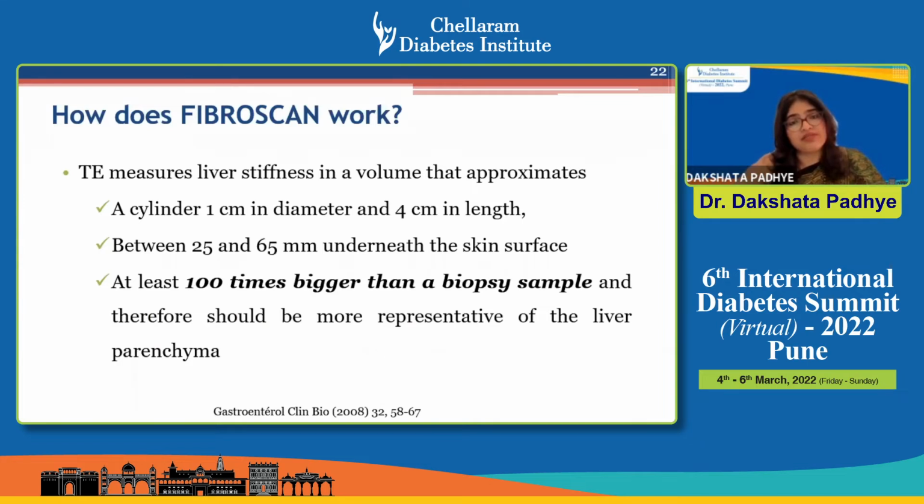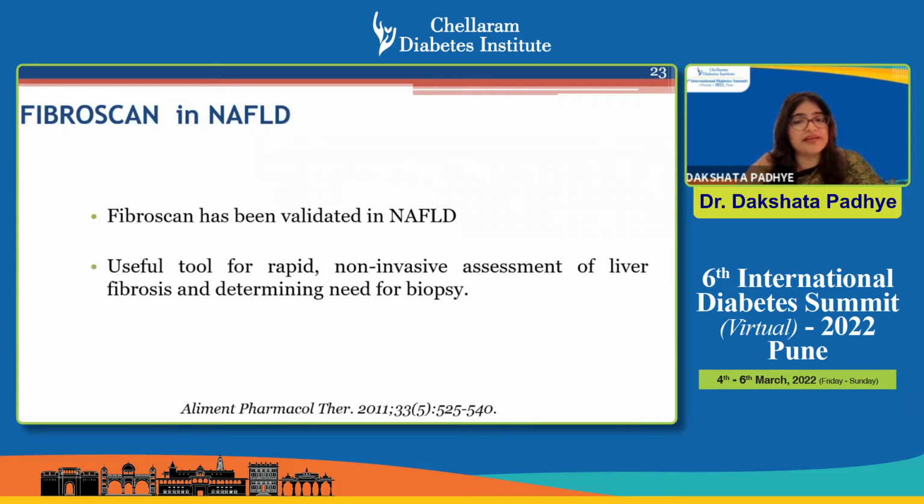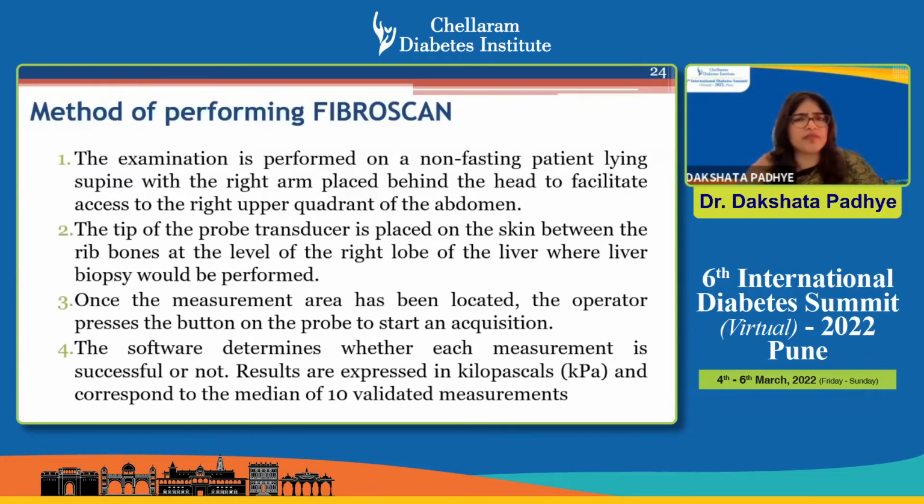Now, this measures liver stiffness in a volume which approximately coincides with 4 centimeters in length and 1 centimeter in diameter. That means it is 100 times bigger than a biopsy sample, and it should definitely be more representative of liver parenchyma. It is 25 to 65 millimeters underneath the skin surface. If you compare with a biopsy sample, it definitely gives a bigger picture. It has been validated in NAFLD and is a useful tool for rapid non-invasive assessment of liver fibrosis and determining the need for a biopsy.